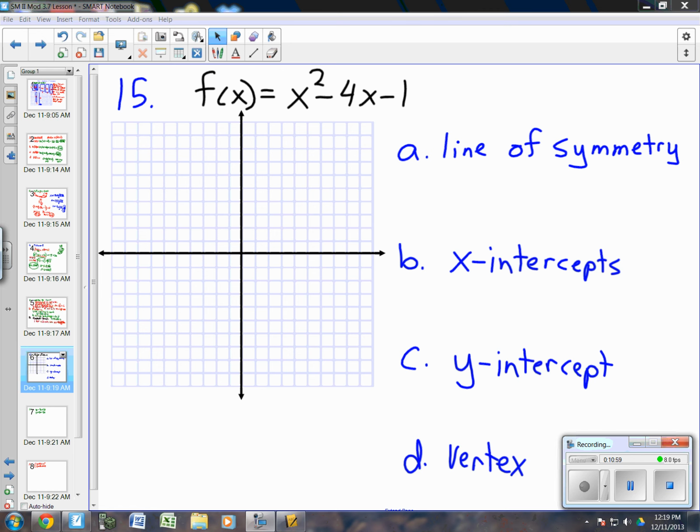Okay, you guys, number 15. 14 and 15 are similar. All right, you guys, f of x equals x squared minus 4x minus 1. We got to do several things. Number one is it says to graph it. You know what I would do right here? I would put it in my calculator. Everybody, go graph that in your calculator right now.